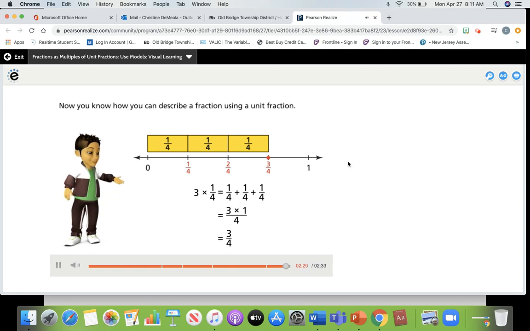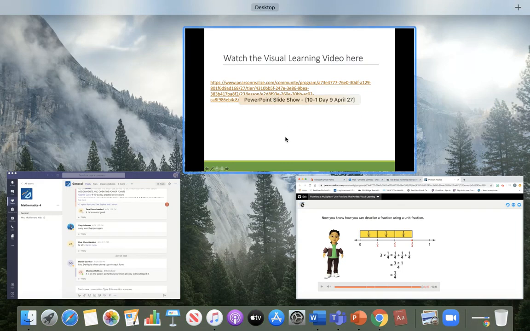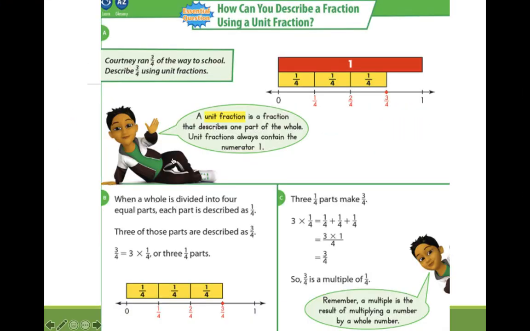Now you know how you can describe a fraction using a unit fraction. Okay, so with that in mind, let's move on. A unit fraction is a fraction that describes one part of the whole. When a whole is divided into 4 equal parts, each part is described as 1/4. So 3 1/4 parts make 3/4, and it shows here 3 times 1/4.